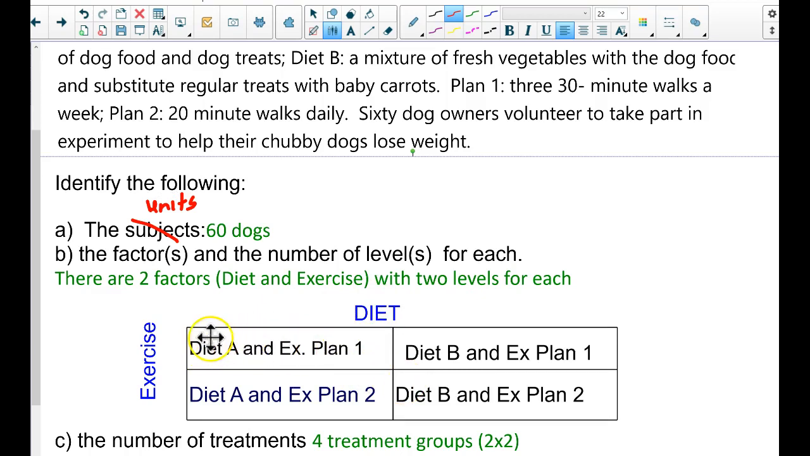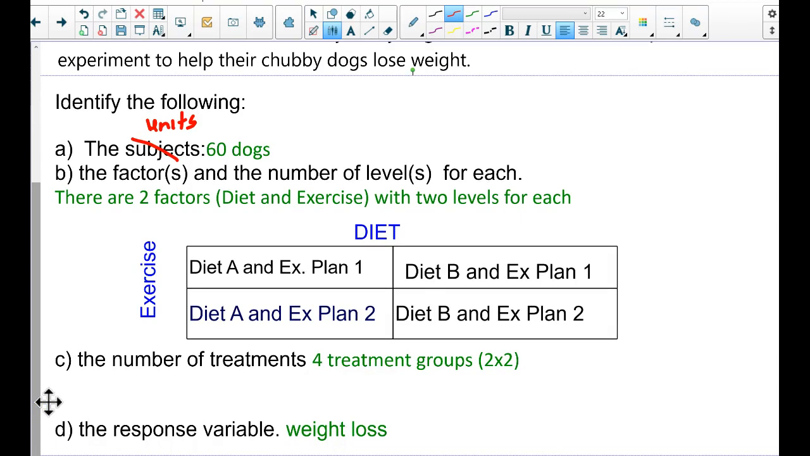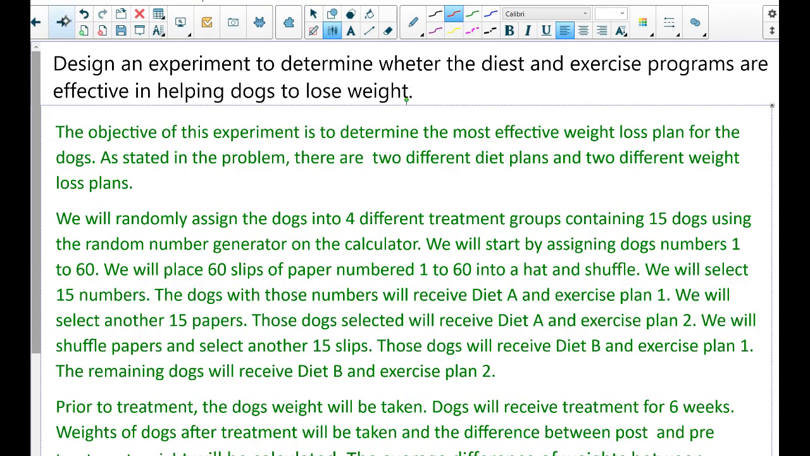And here I've listed out what is in each box. So that's always advisable when you're planning things out so you can keep track of everything. And the response variable in this case is going to be weight loss. So anytime you have something where you're looking at a change like that, you know in your write-up you're going to have to talk about a pre and a post measurement, in this case weight. So let's do the write-up.